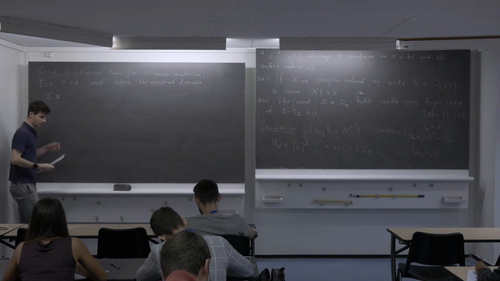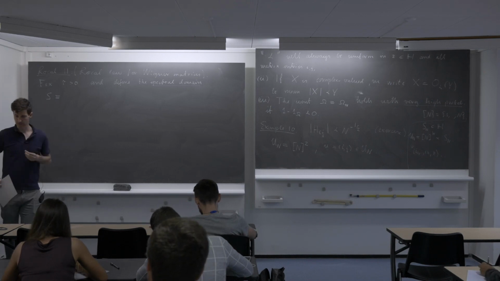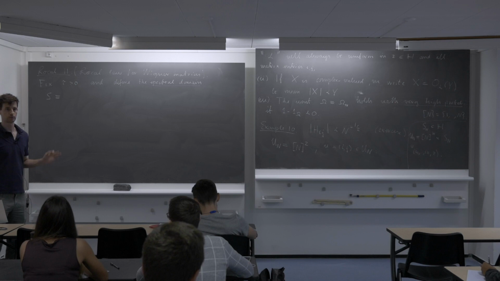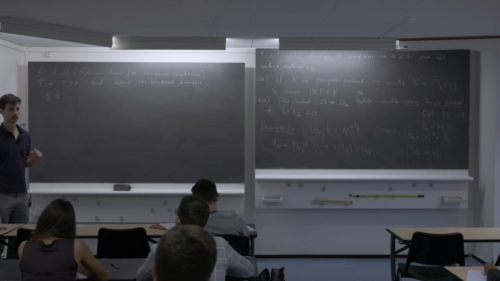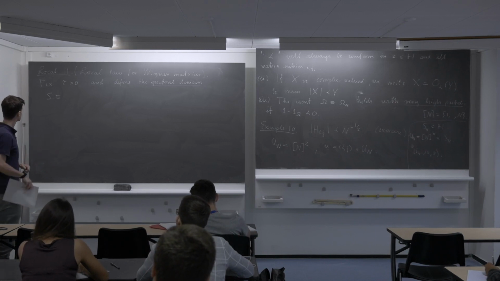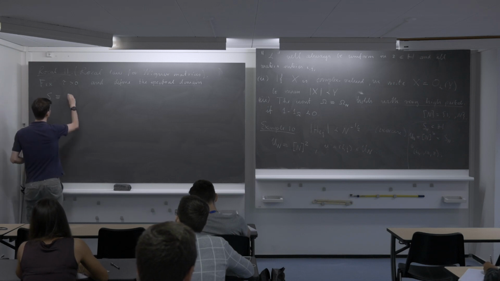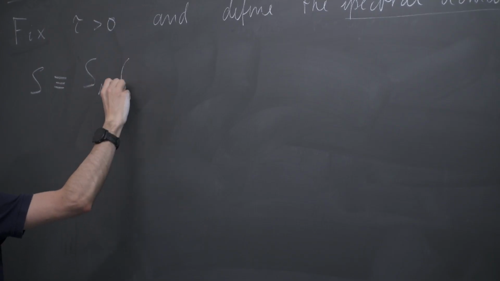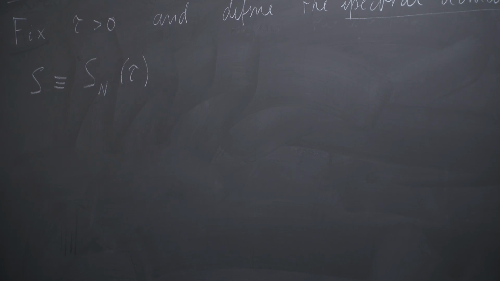I usually abbreviate it by S, just like if you have functions f of x, you don't necessarily always write f of x, you just write f. Or if you have random variables, you don't write X of omega, you write X. So I usually also suppress the dependence on the various parameters, but this depends certainly on tau. And it also depends on n. For every n, according to this philosophy, I will have a new probability space and a new spectral domain.